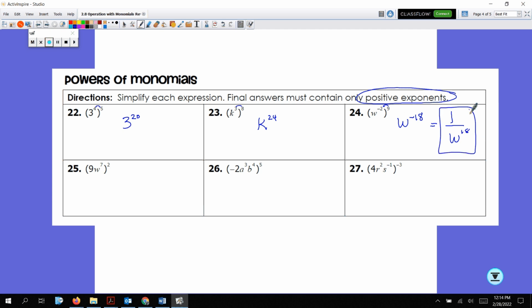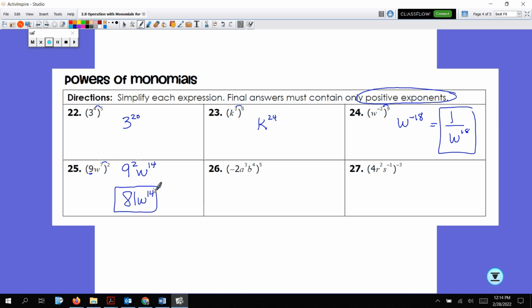If you have a coefficient, you must make sure you raise that to the power. So this is 9 to the second power times w to the 14th, because you multiply the little numbers together, but you raise that coefficient. This is the coefficient. We raise that to the power. 9 to the second power is 81. And now 81 w to the 14th.